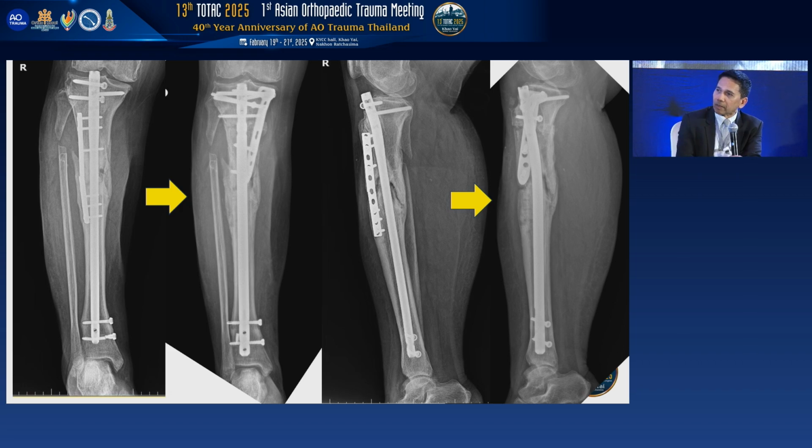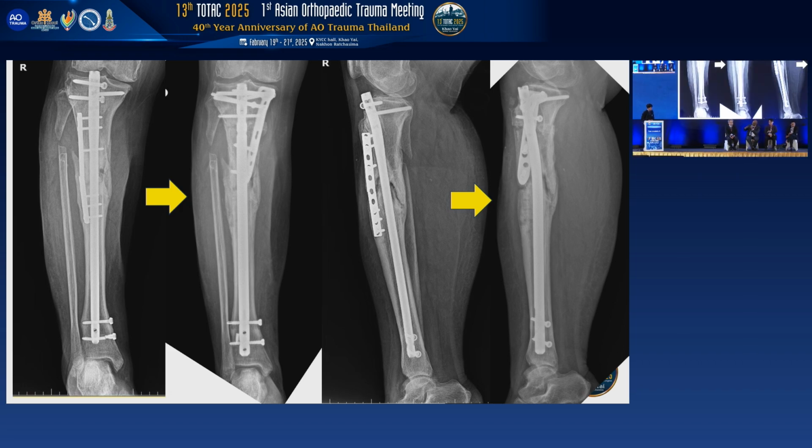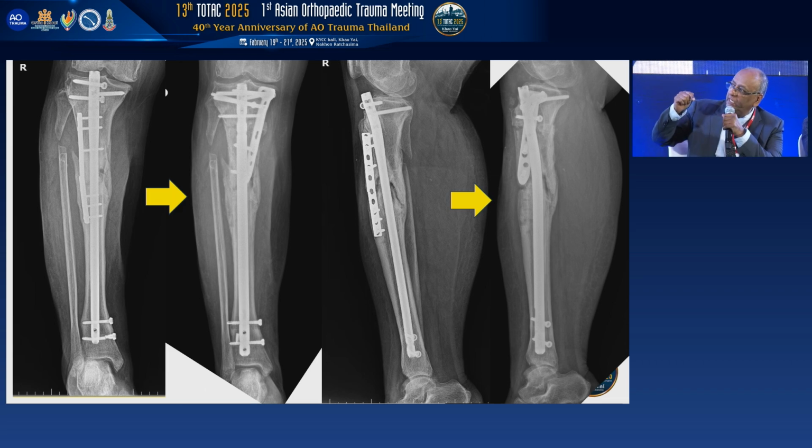Thank you. So one of the problems when you deal with proximal tibial fractures is you make the entry point a little lateral so that you don't get valgus. So what he said is, in this case, you want valgus, so you need to make your entry point a little more medial.